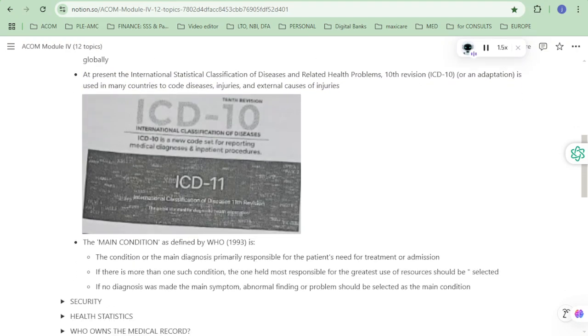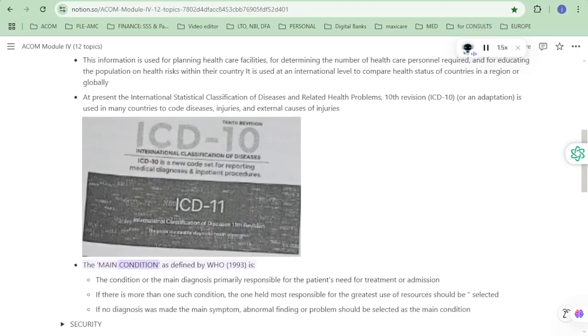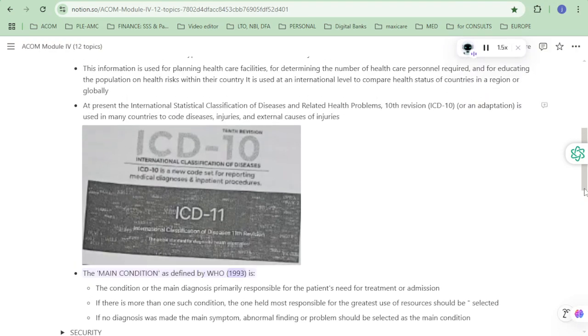The main condition, as defined by WHO, 1993, is the condition or the main diagnosis primarily responsible for the patient's need for treatment or admission. If there is more than one such condition, the one held most responsible for the greatest use of resources should be selected. If no diagnosis was made, the main symptom, abnormal finding, or problem should be selected as the main condition.